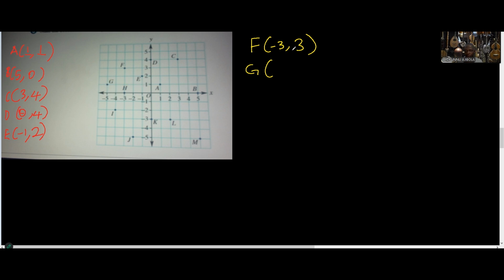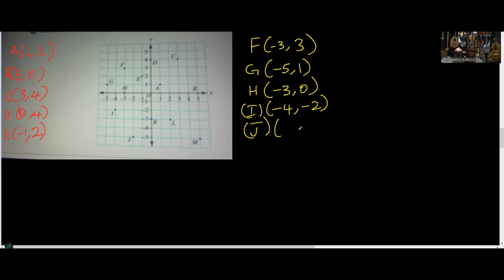Then for point G, what are the coordinates? Negative 5, 1. Okay, negative 5, comma 1. For point H, what are the coordinates? Negative 3, 0. Negative 3, comma 0. Then for point I, what are the coordinates? Negative 4, negative 2. Yeah, negative 4, negative 2. For point J, what are the coordinates now? Negative 2, negative 5, because it's negative 2 here, it's negative 5 here, okay? For point K, what are the coordinates?